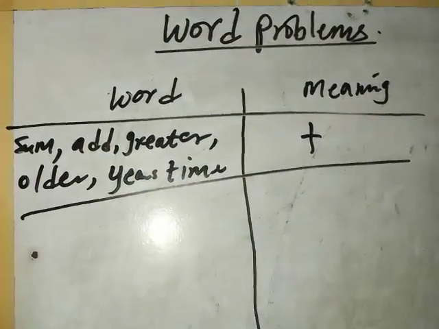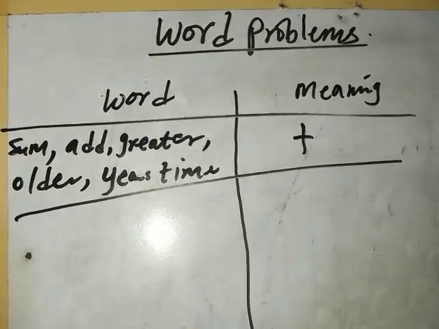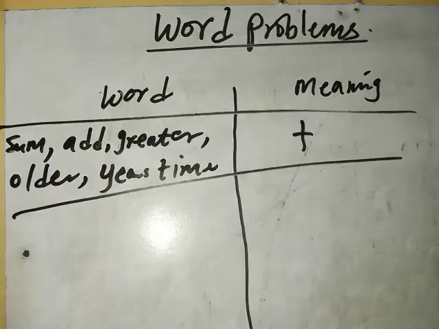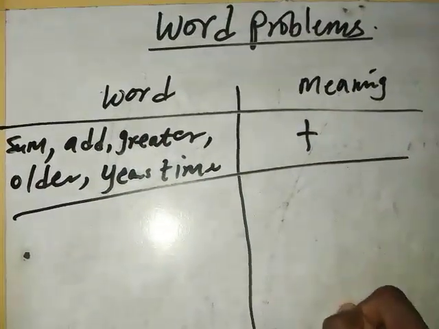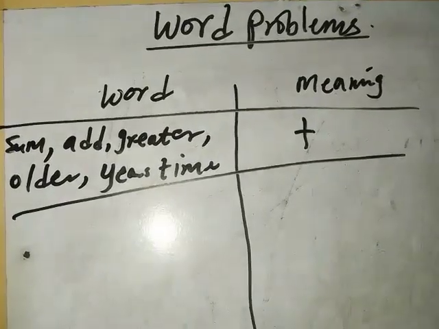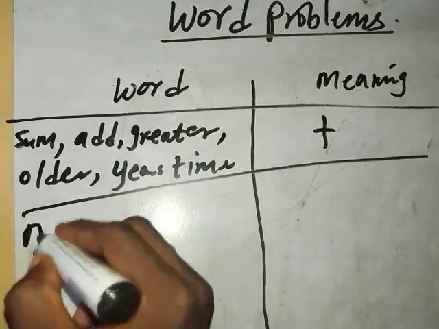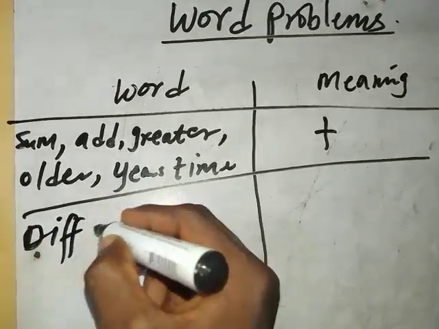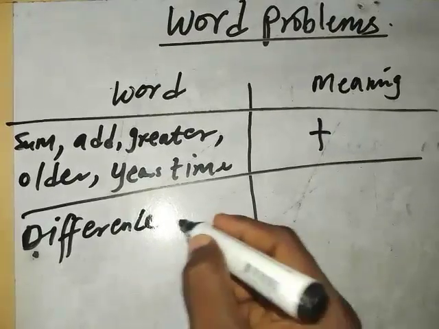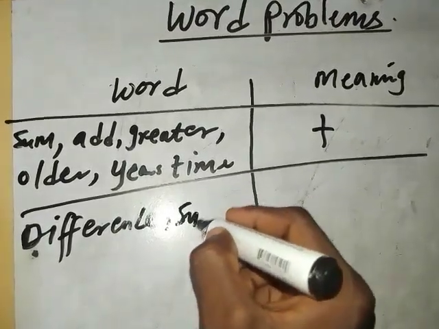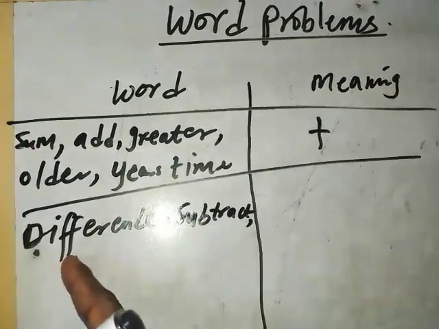Most teachers will not show you this. They will just keep you unaware to make you confused so that you will not understand. So whenever you see some, add, greater, older, years time, it means that you should add. Alright, now we have another one here. When you see difference, you subtract.